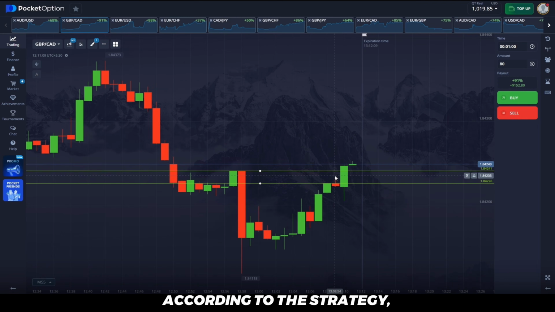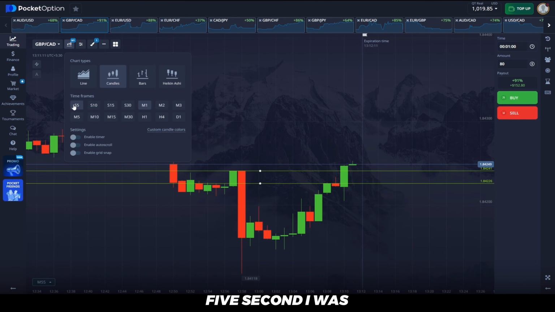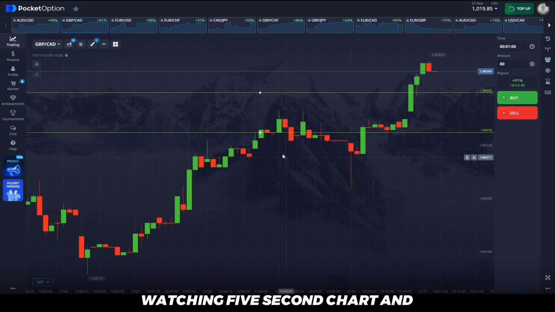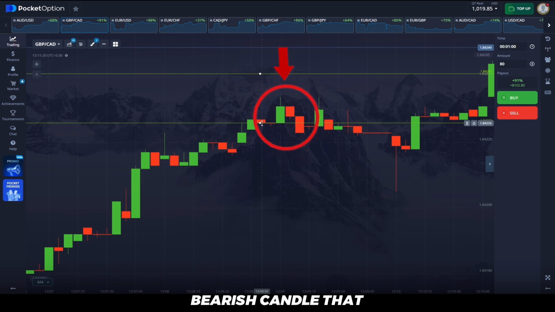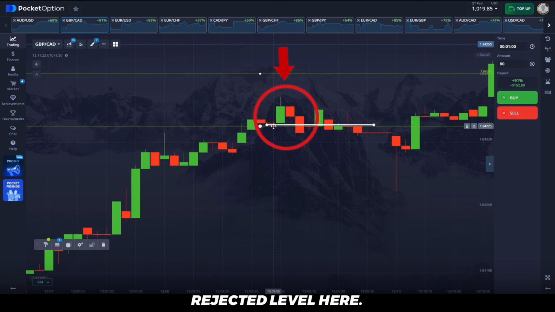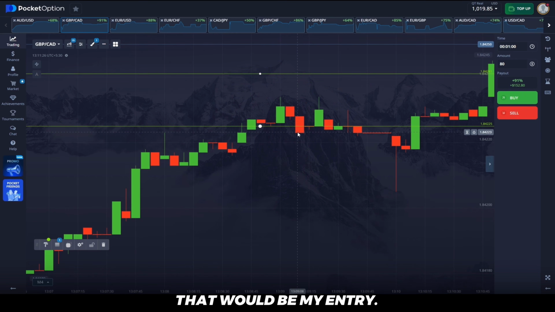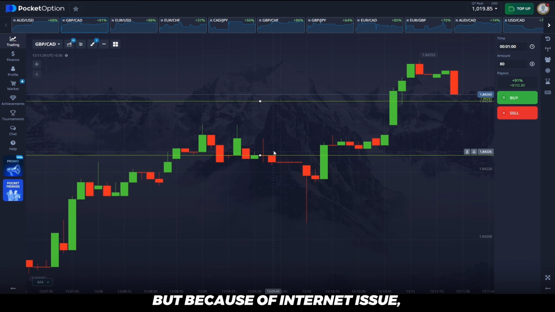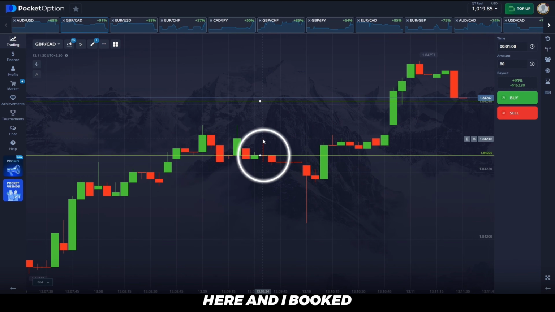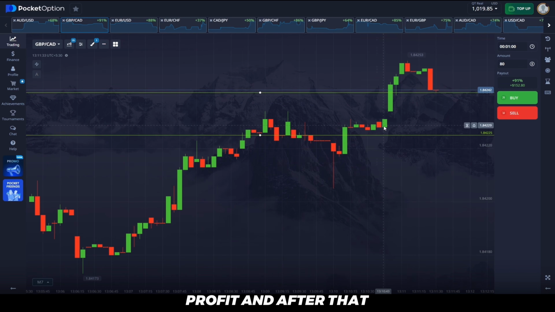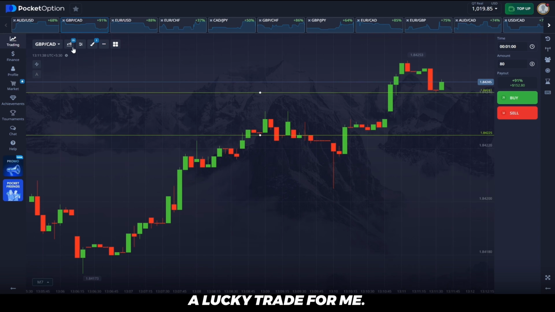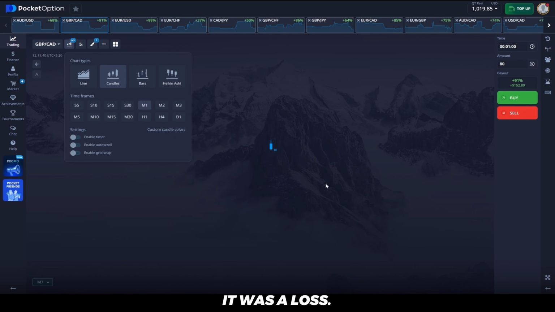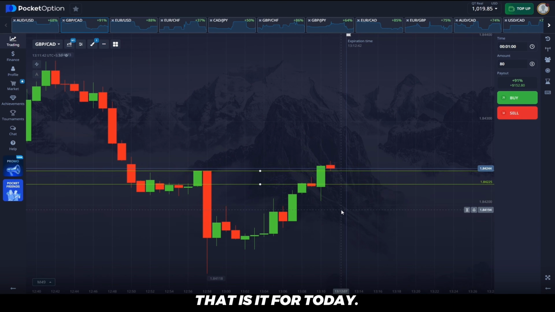So according to the strategy, we need confirmation on the 5-second chart. I was watching the 5-second chart, and here price goes inside, formed a bearish candle, again formed another bearish candle that broke the recently rejected level here. That would be my entry, but because of internet issue I placed my trade here and I booked profit, and after that the price went up. So I can say that I was lucky, because this is a lucky trade for me, otherwise it was a loss.